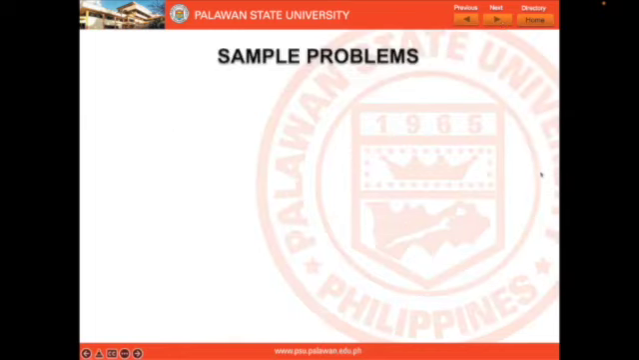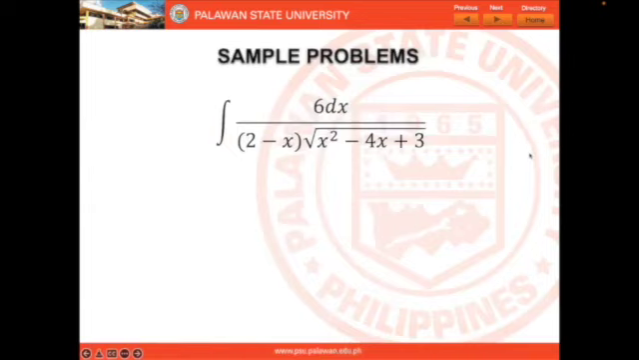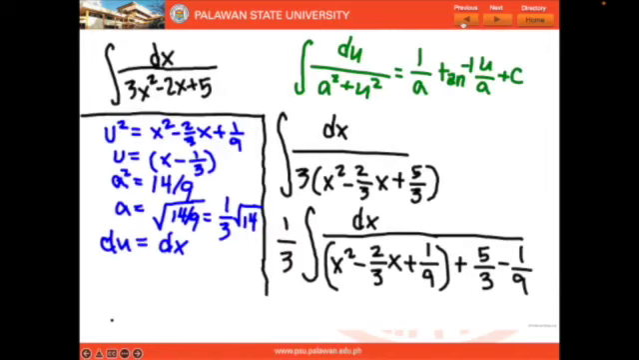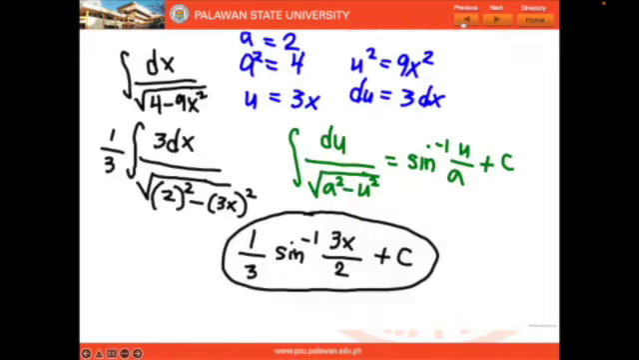Okay, so our last problem is this one. If you can see, we have an expression in the denominator. We have an expression multiplied by a term which is inside a radical symbol. So we should be looking for a constant a and a u.